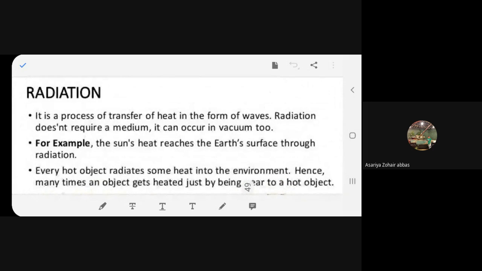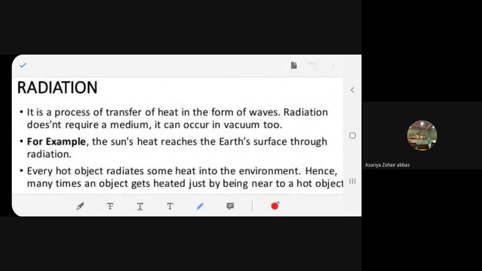What exactly is radiation? You all know this is transfer of heat. Whether it is conduction, convection, or radiation, the main thing is transfer of heat from hot to cold, right, beta? What are we doing? Hot to cold. But in radiation, the transfer is happening in the form of waves, like this. This is the transfer of heat. Is it clear?